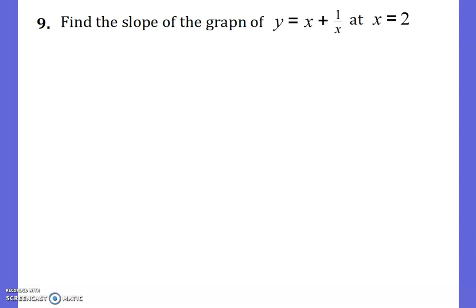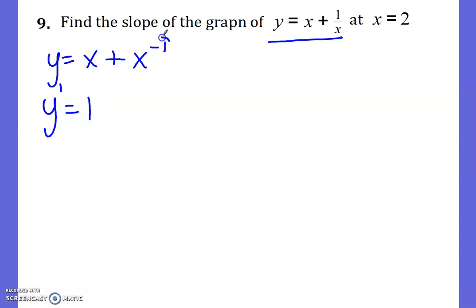Okay, so when we talk about the derivative, that helps us find the slope. So this says find the slope of the graph y equals x plus 1 over x at x equals 2. So I need to find the derivative of this and then plug in 2. To start, I'm going to rewrite that 1 over x as x to the negative 1. Find the derivative. So the derivative of x is just 1. Here I bring that negative 1 out front, and then it's x to the negative 2.